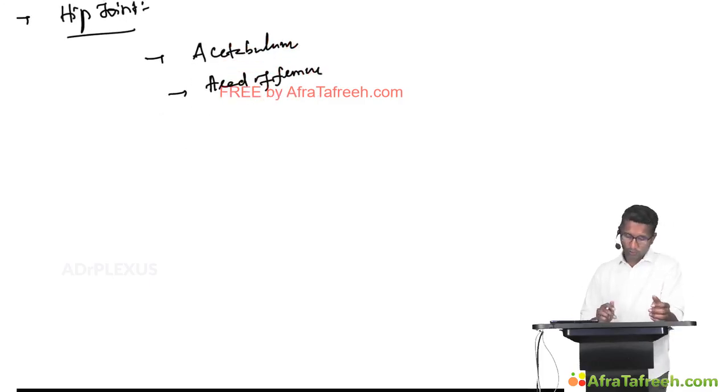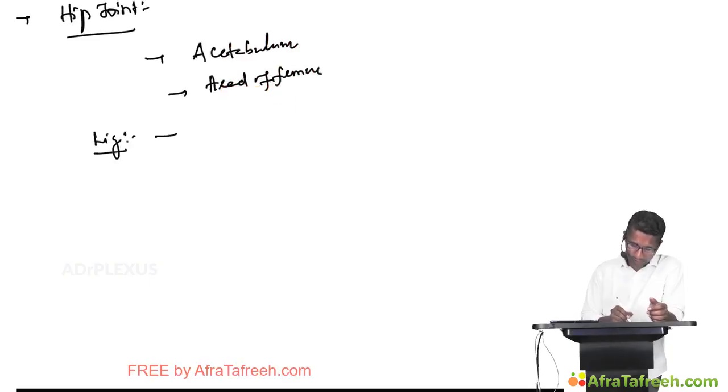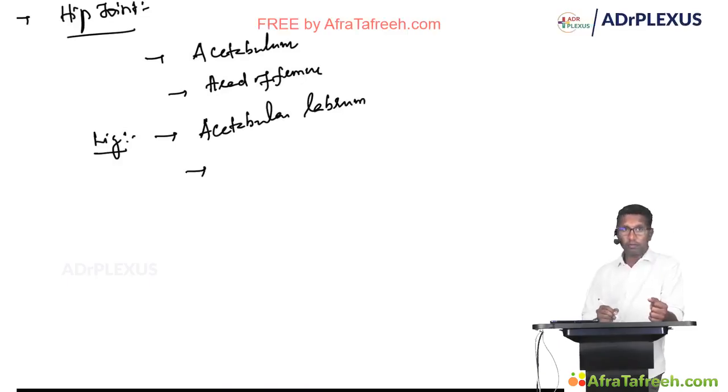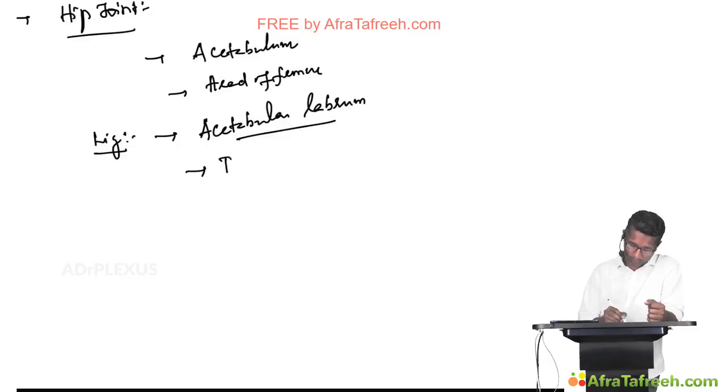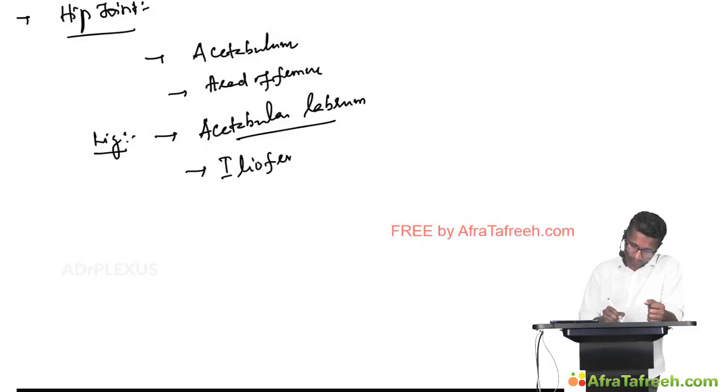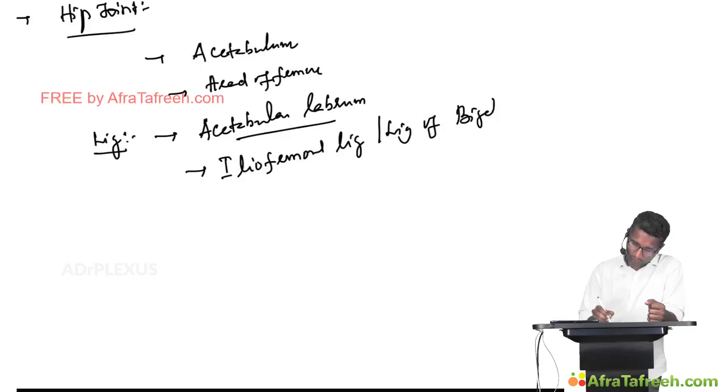If you see the hip joint, it has got various ligaments. The ligaments of the hip joint are, one, the acetabular labrum. Very important, acetabular labrum. It also forms certain ligaments here. This is called the iliofemoral ligament, also called the ligament of Bigelow. This is the strongest ligament in the body.